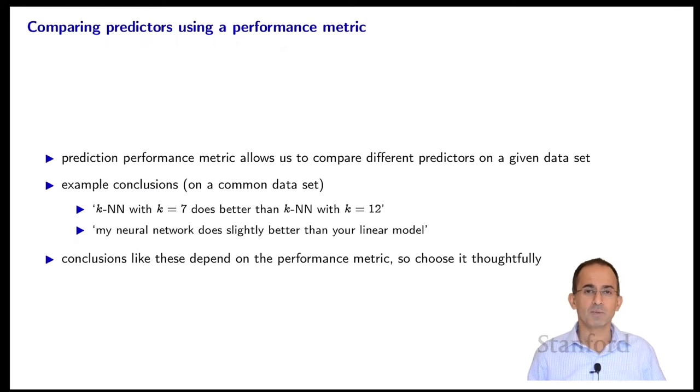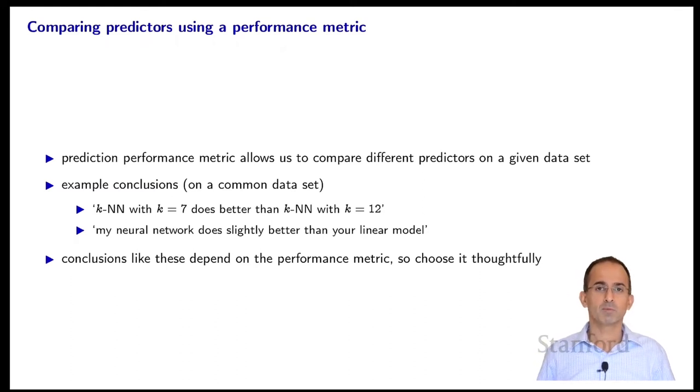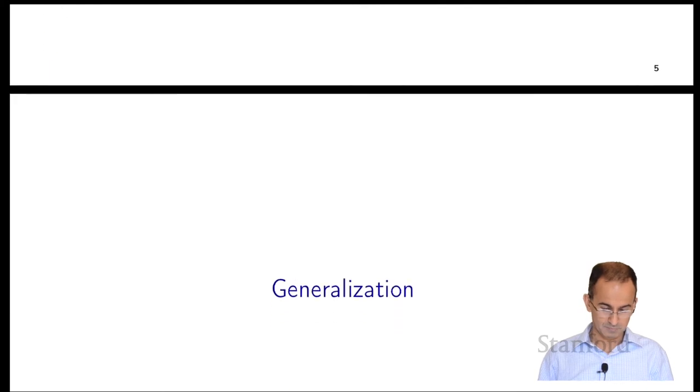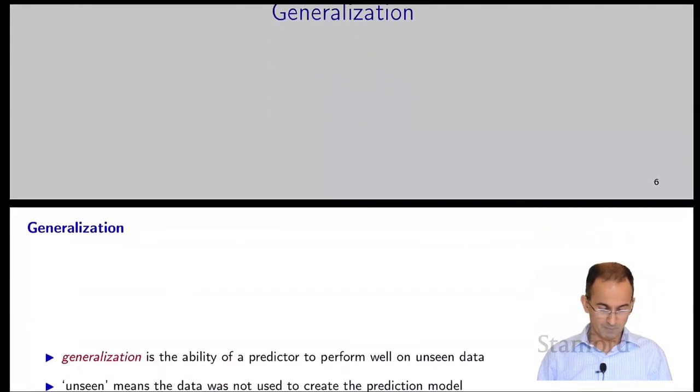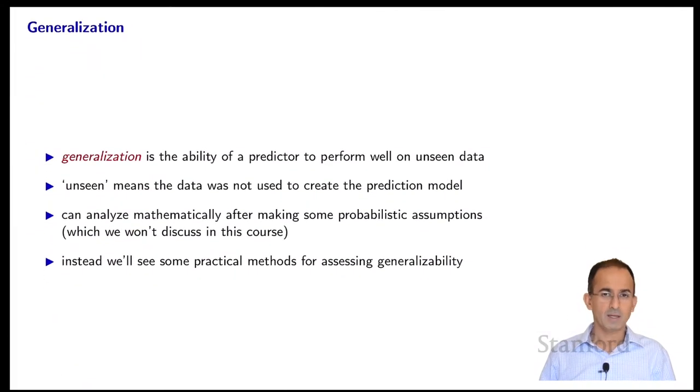A third thing to notice about comparing predictors using a performance metric is that it depends on the data set. And so all you can do is use the performance metric to evaluate the performance of a predictor on a particular data set. And that leads us to the question of generalization.